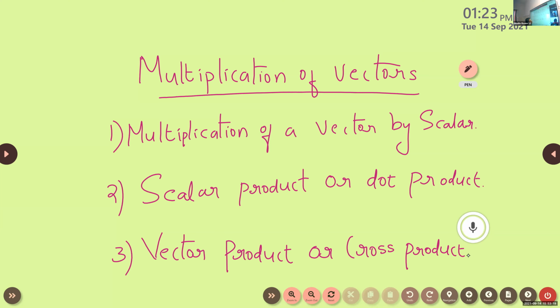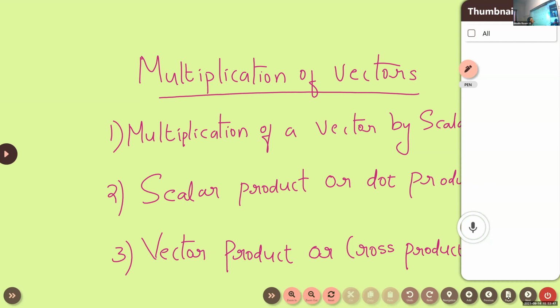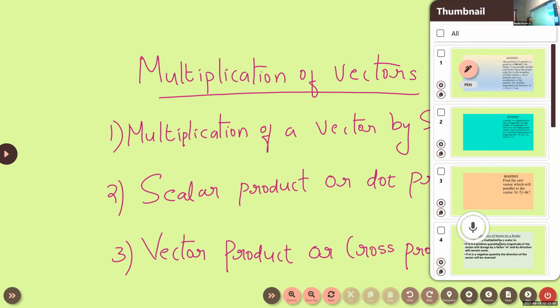So we are going to discuss these three topics one by one: multiplication of a vector by a scalar, scalar product or dot product, vector product or cross product. First of all, we are going to discuss multiplication of a vector by a scalar.